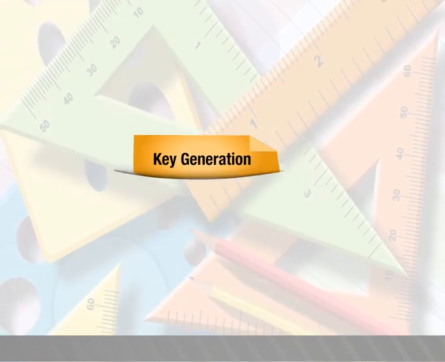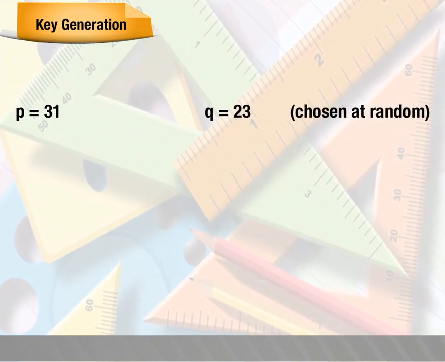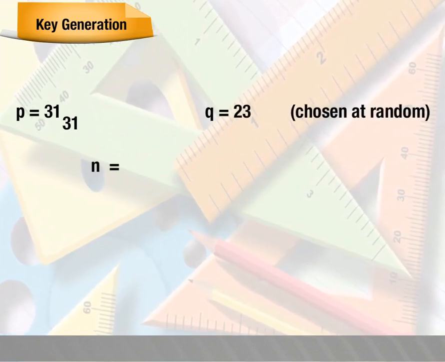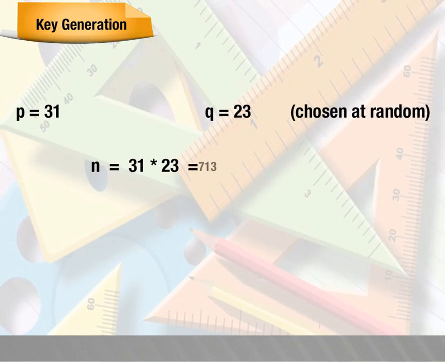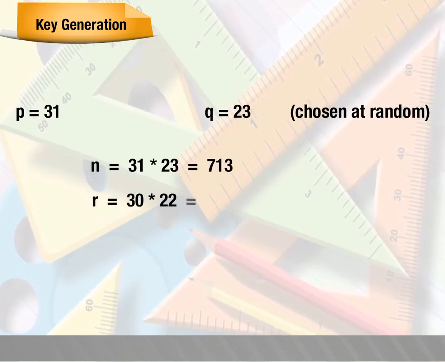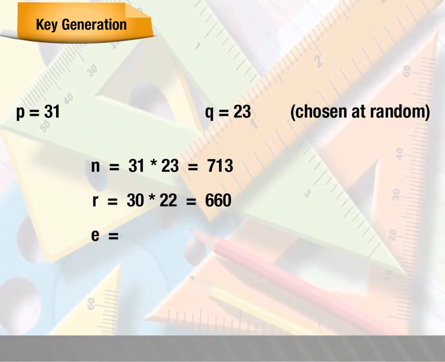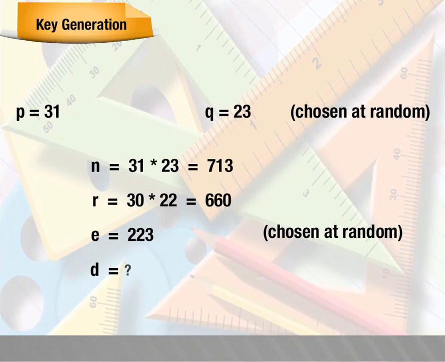Key generation. p = 31, q = 23, chosen at random. n = 31 × 23 = 713. phi(n) = 30 × 22 = 660. e = 223, chosen at random.